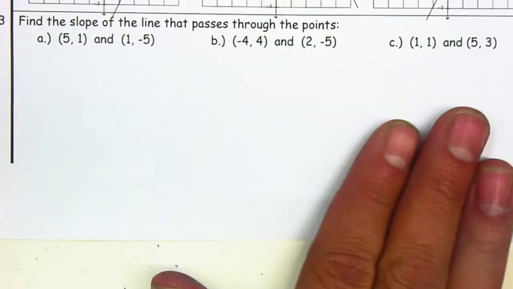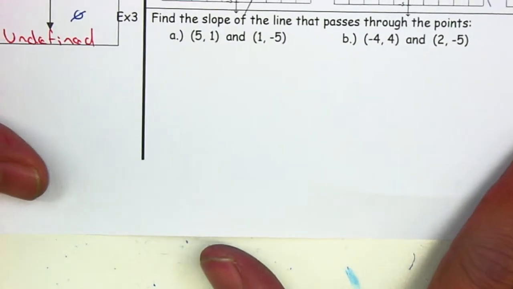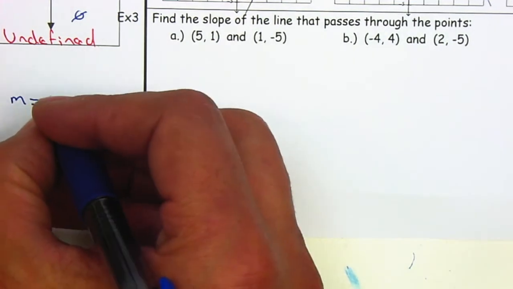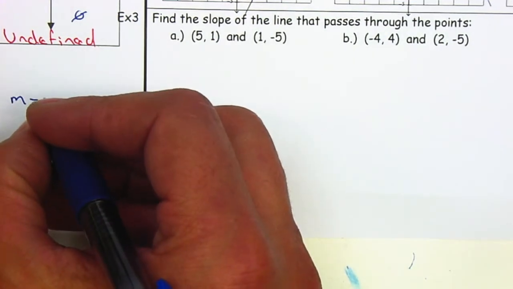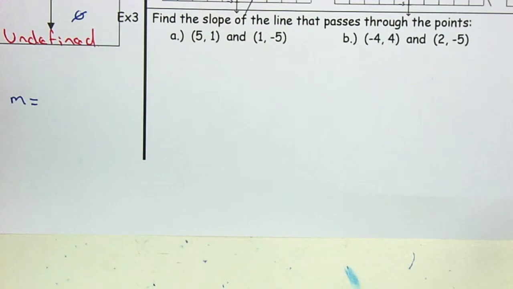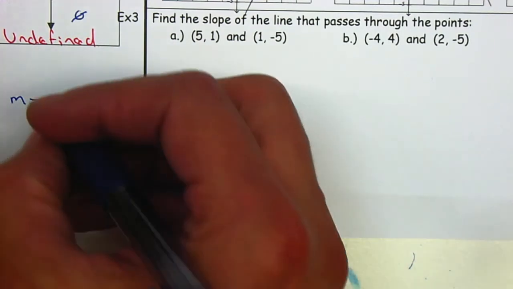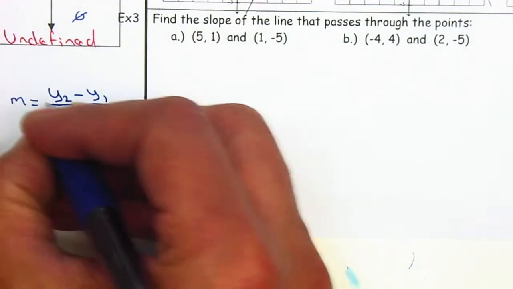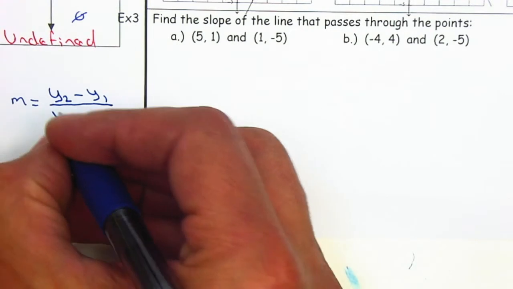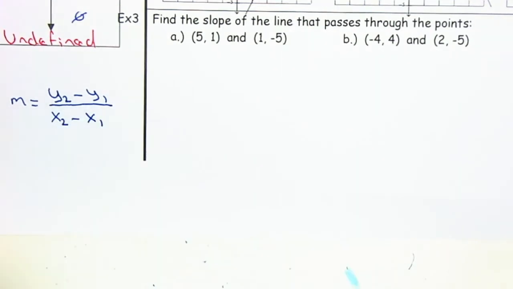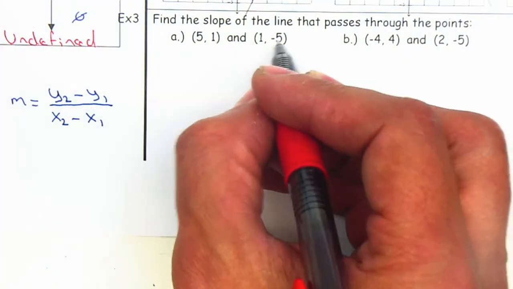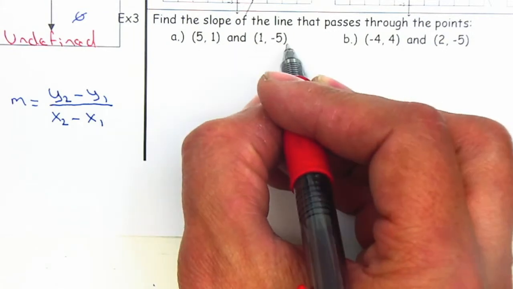Let's write down the formula on the left hand side once again, so we have it at hand. Let's say the slope, which is m, is equal to y2 minus y1, the difference between the y's, over x2 minus x1, the difference between the x's. We know that this is x1, y1, this is the first point, this is the second point.